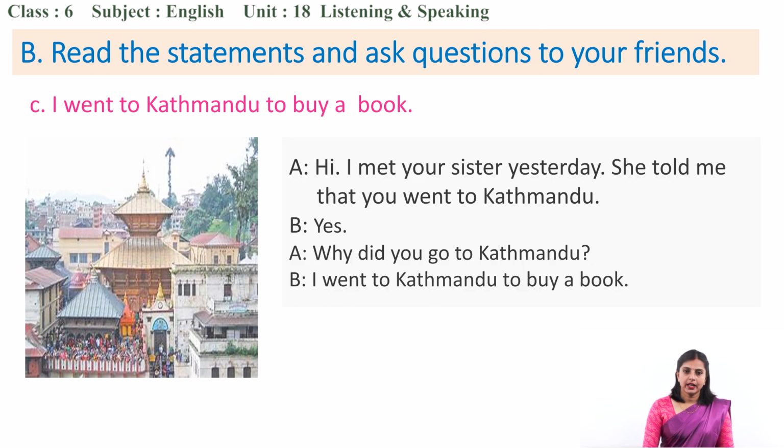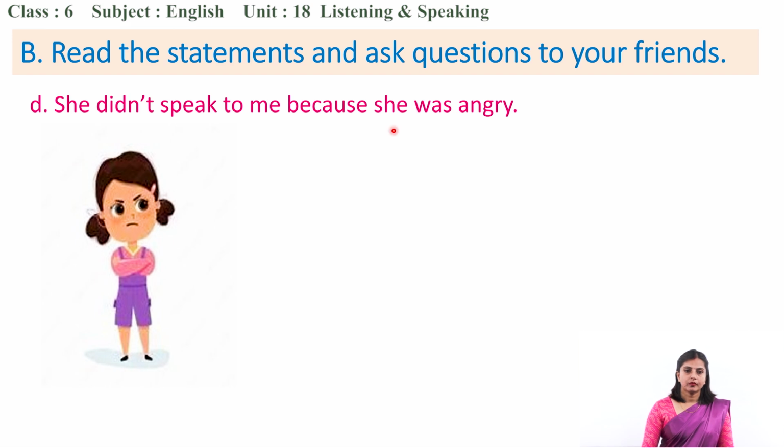Okay, the next one is, she didn't speak to me because she was angry. Okay, why didn't she speak? Because she was angry. Let's listen to the recording of your friends.